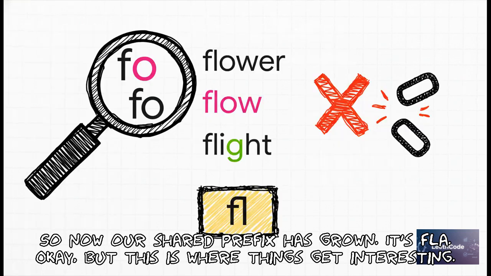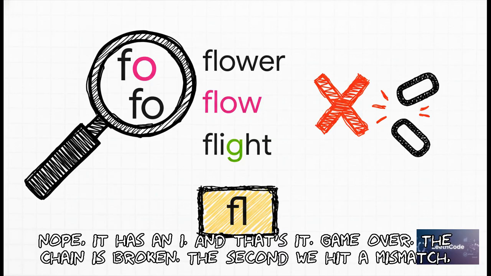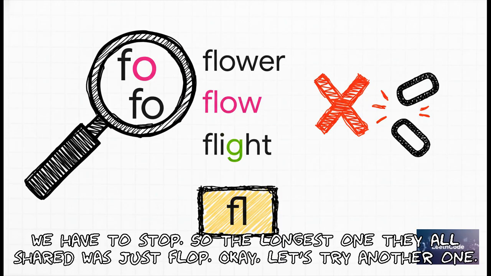It's fl. Okay, but this is where things get interesting. Let's look at the third character. Flower has an O. Flow also has an O. So far, so good. But flight, nope, it has an I. And that's it. Game over. The chain is broken. The second we hit a mismatch, we have to stop. So the longest one they all shared was just fl.